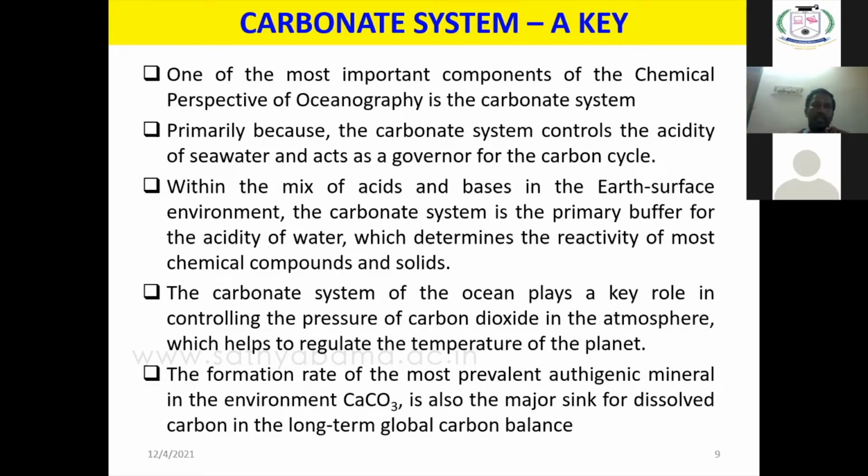The carbonate system is key. One of the most important components of the chemical perspective of oceanography is the carbonate system. That is because the carbonate system controls the acidity of seawater, and carbonate ion acts as a governor for the carbon cycle. That is why it is termed a key factor in oceanography.